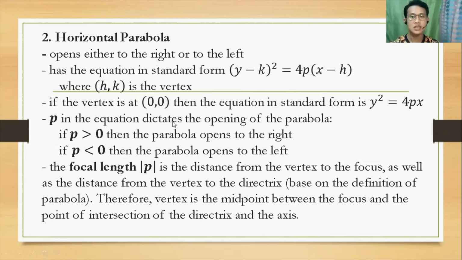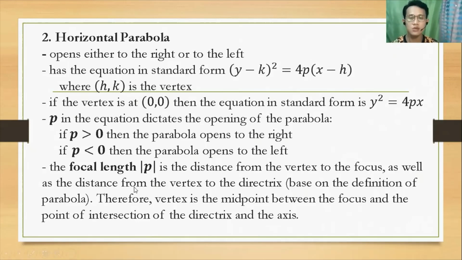And if the vertex is at the origin, then the equation in standard form is y squared is equal to 4px. The same, but a different property. If p is greater than 0, then the parabola opens to the right. So it's facing all the positive values of your x. And if p is less than 0, then the parabola opens to the left. So it's devouring all the negative values of the x.